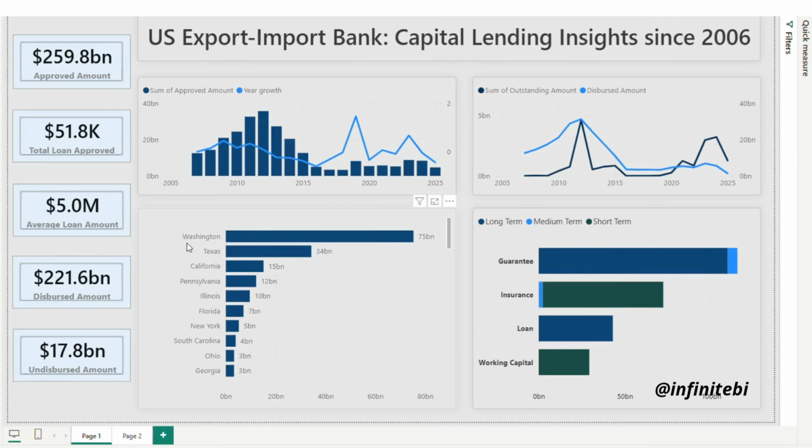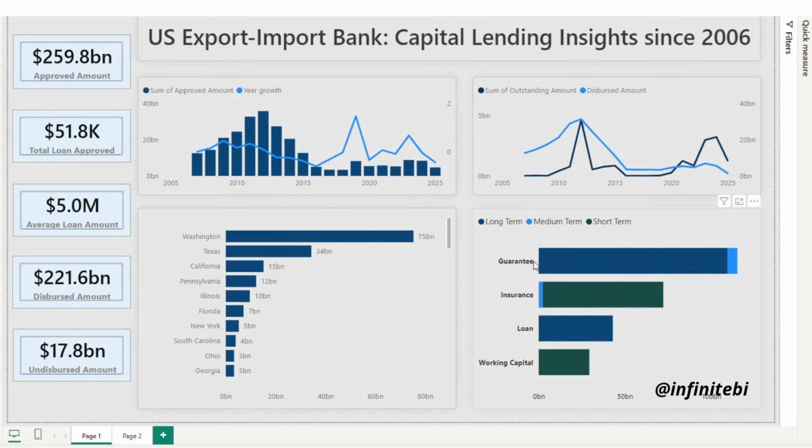And then we got the top states, approved loans per month, especially, and also this is import-export lending, right? Capital lending. So that's why it's not all the banks, everything, on it. And this is the long term approved, medium and short term. This is the term of the loans, and also by program. So we can see the most common one, the guaranteed loan.